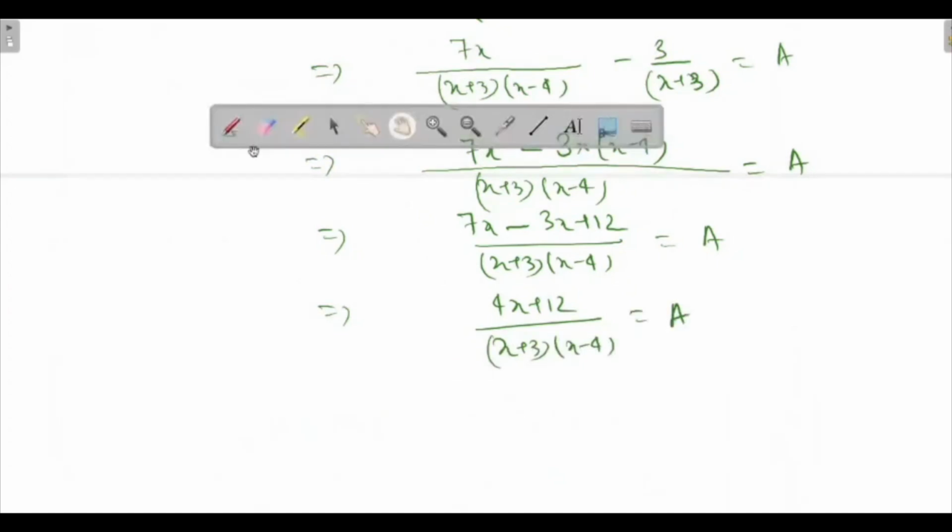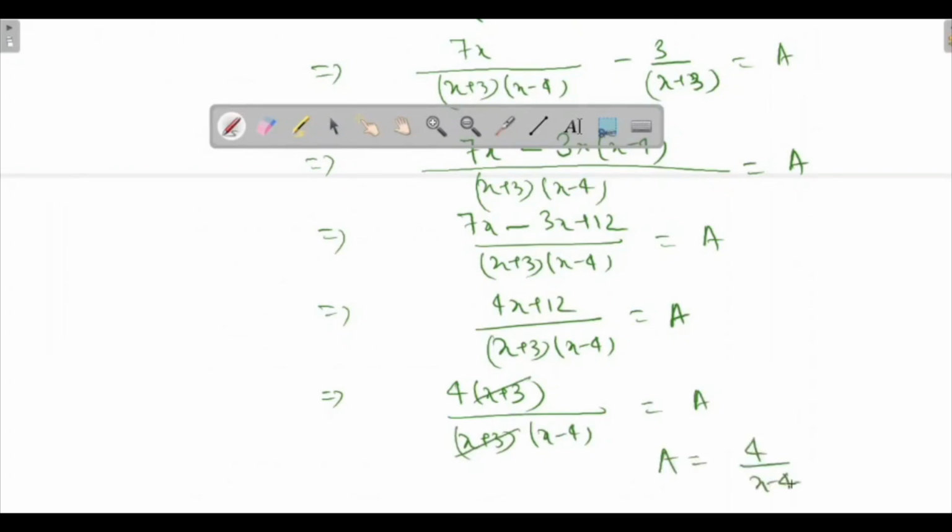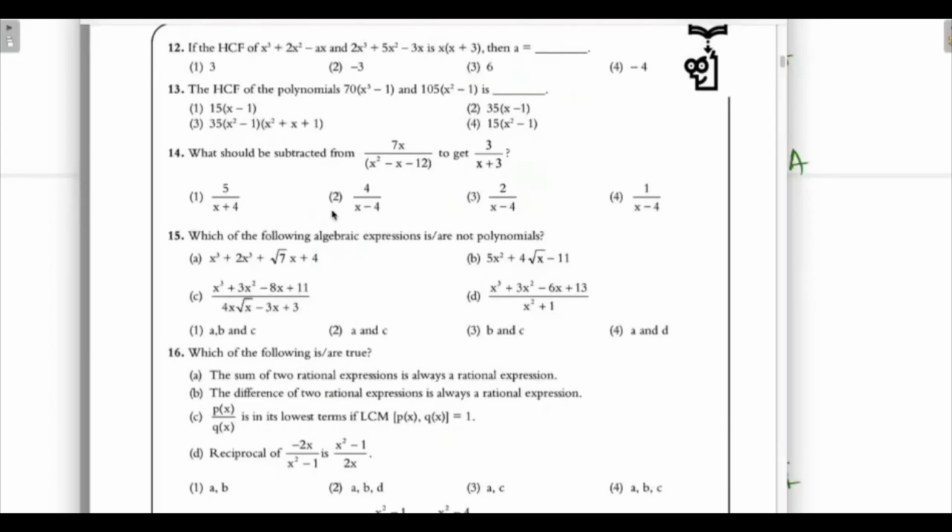Let's look at a. It can still be simplified. If I'm able to take 4 common, then I'm left with x plus 3 here, and divide by x plus 3 into x minus 4 is what is my a. X plus 3 is again gone, so I'm left with 4 upon x minus 4. So 4 upon x minus 4 is the answer.